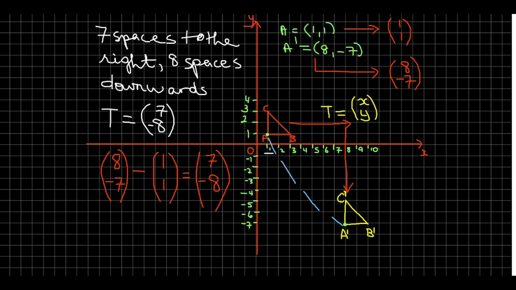Alright? So this was just to go over the translation in the Cartesian plane and to identify the way in which you get your translation vector. Alright? So anything anybody wants cleared up before we continue, any question that you have, ask it now.